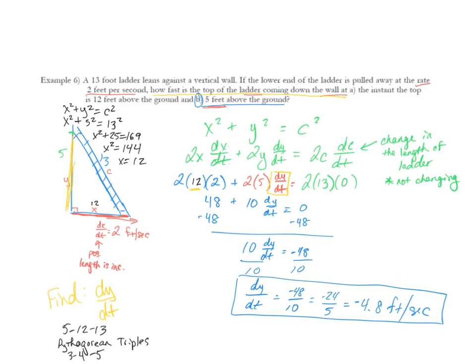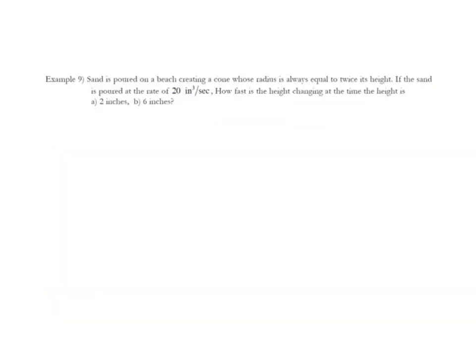Moving on to our next problem. Question number 9, which shows up on page 66 of the packet that we were working on. Sand is poured on the beach, creating a cone whose radius is always equal to twice its height. Let me just draw a quick picture. We have a cone whose radius is always equal to twice its height.